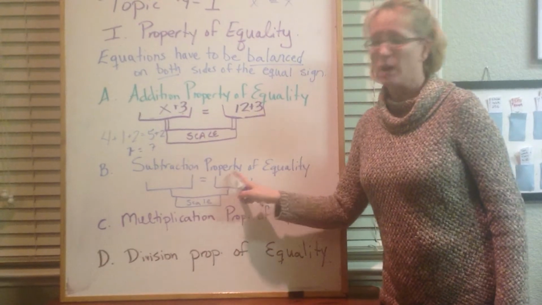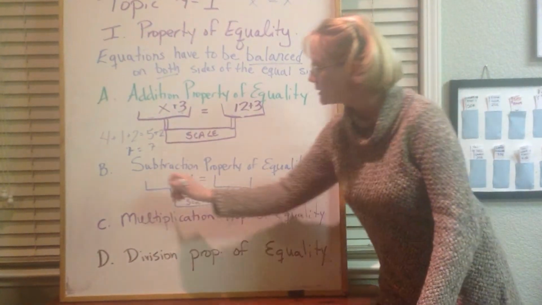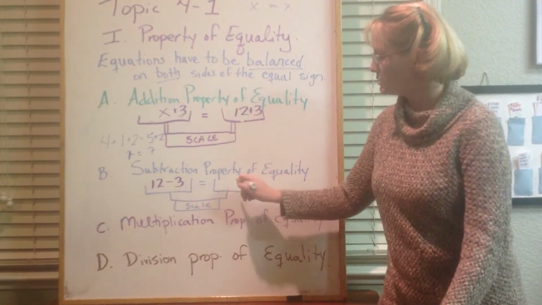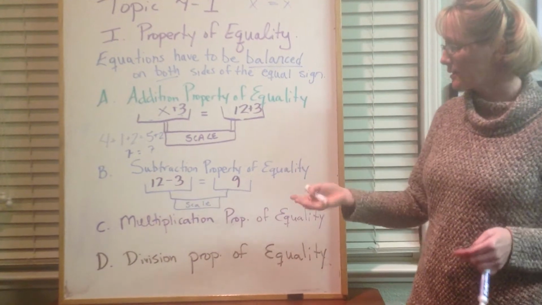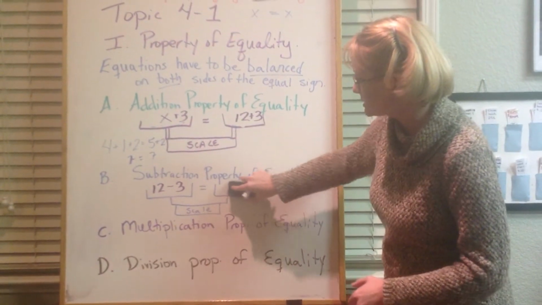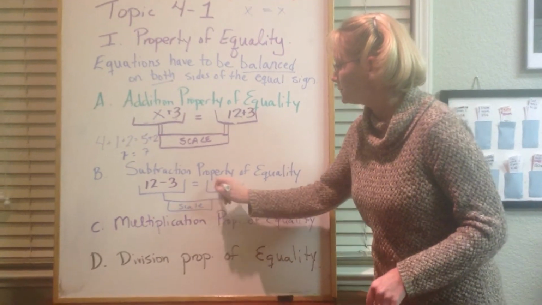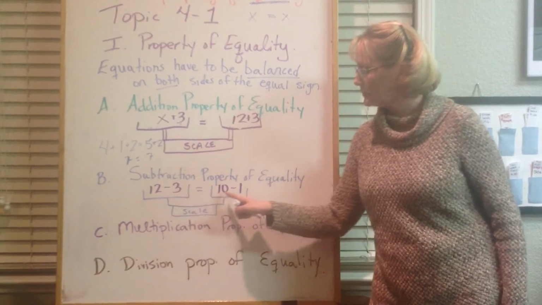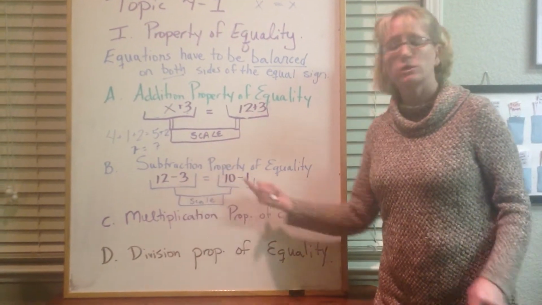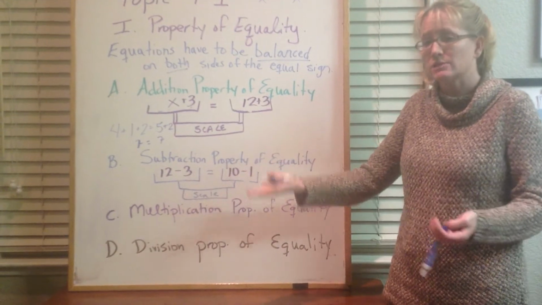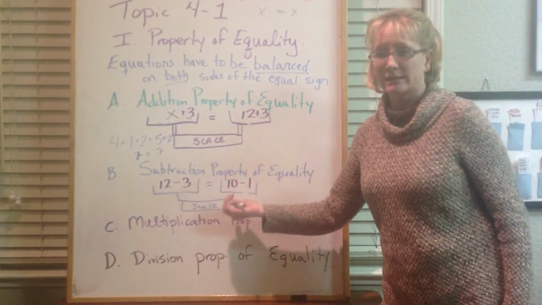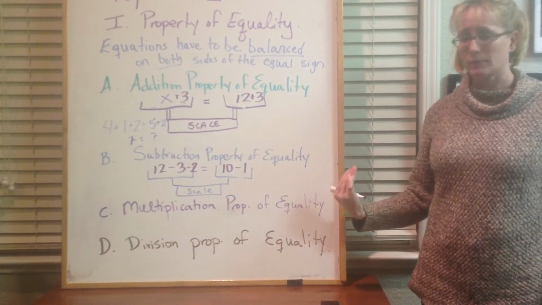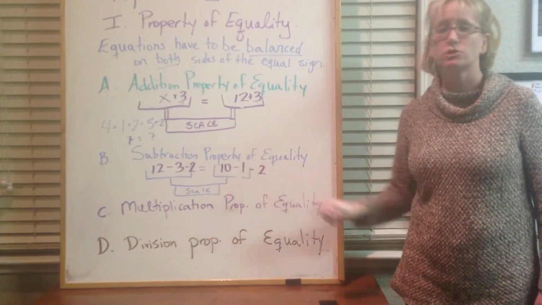So let's look at the subtraction property of equality. It's the same idea, like 12 minus 3, but now subtraction, is equal to 9. They're on the same side. Another way we could write that, though, is 12 minus 3 is equal to 10 minus 1. How much is 12 minus 3? Well, it's 9. And how much is 10 minus 1? 9. So even though they use different numbers on both sides, they mean the same thing, so they're balanced. If I have 12 minus 3 and I take away 2 more, what do I have to do to the other side to keep it balanced? I have to take away 2 more.